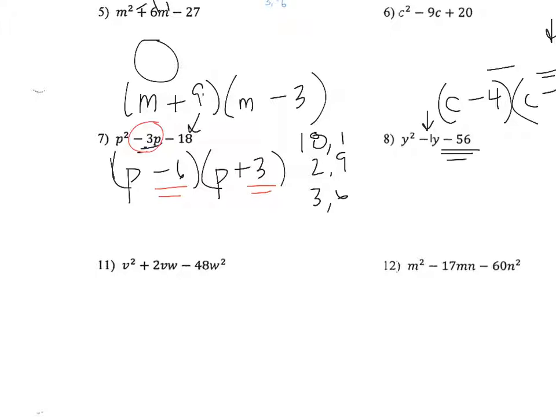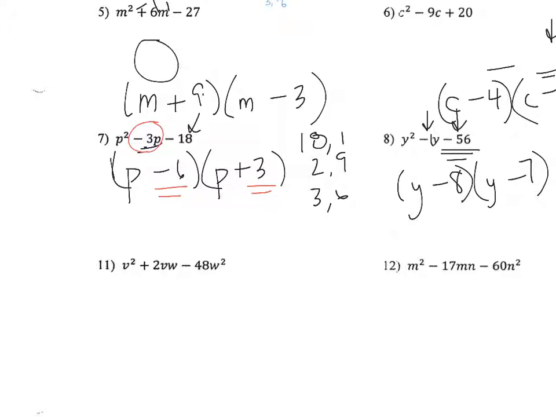So I'm going to do one has to be a negative and one has to be a positive, and I know that because this is a negative number. So I'm going to do 56 is 7 times 8. Those are two factors, and it has to be negative 8 and positive 7.